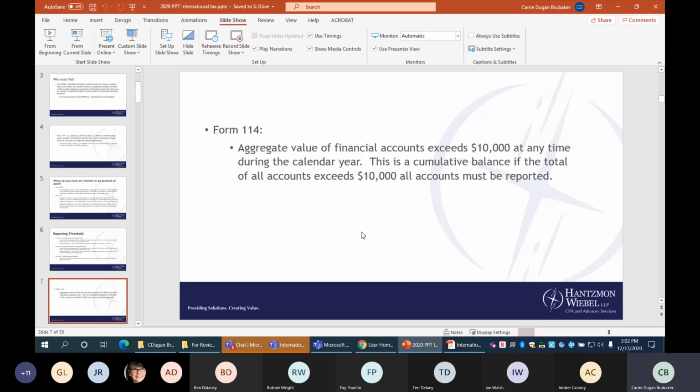And the thresholds are much lower for the Form 114. The aggregate of any financial accounts that are being held, if they are in excess of $10,000 at any time during the calendar year, you add up all those balances and you need to report all of those accounts.